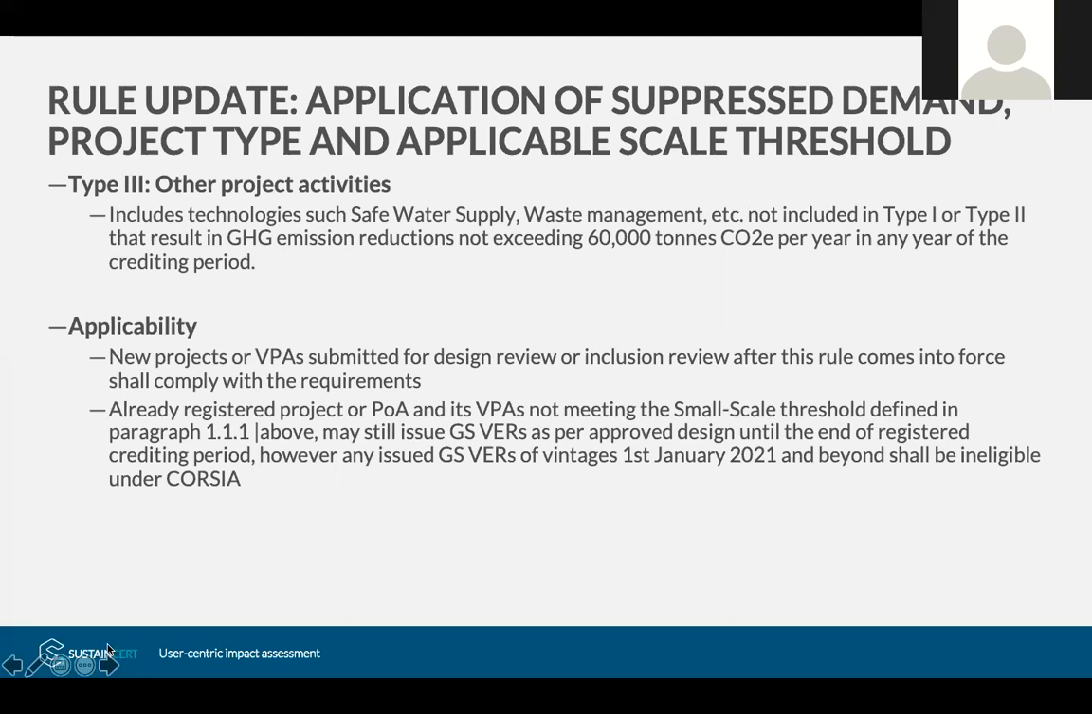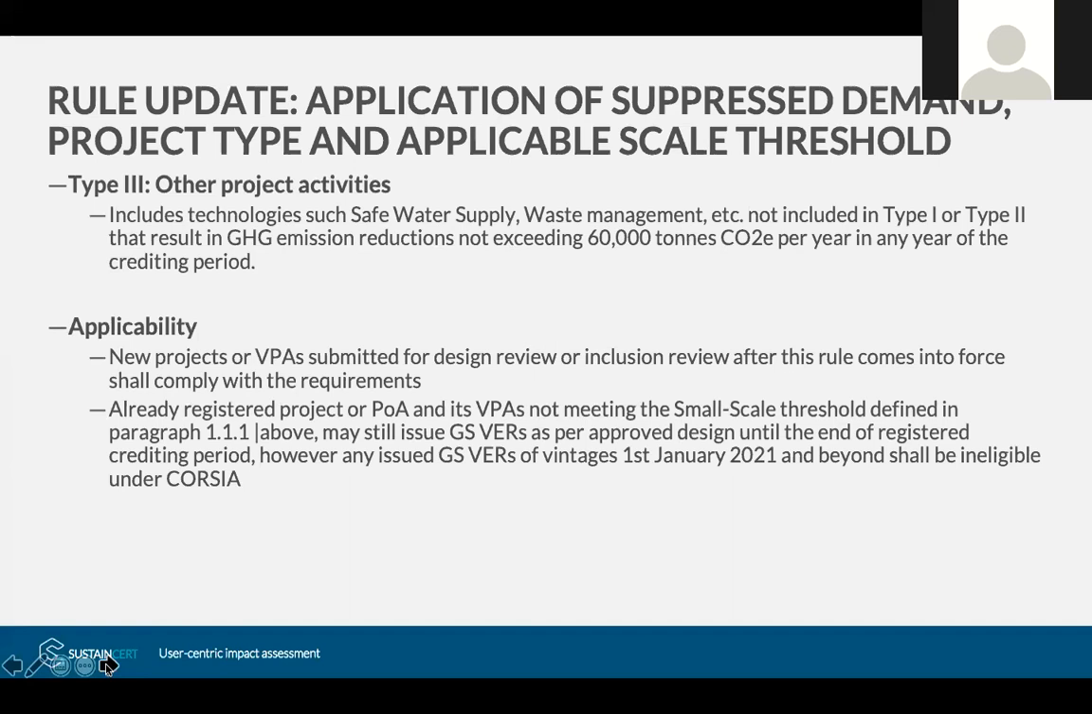So moving on to type 3, which is all the other project activities, which would include safe water supply projects, waste management, etc. So the threshold is fixed at 60,000 tons of CO2 equivalent per year. So anything above 60,000 tons for a type 3 project would basically be a large scale project activity.